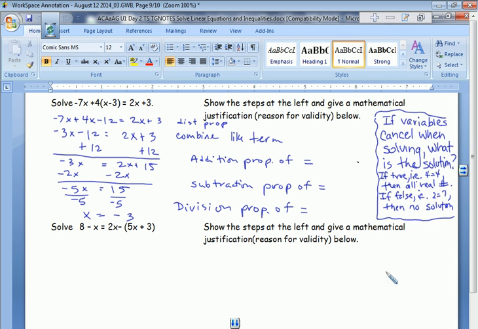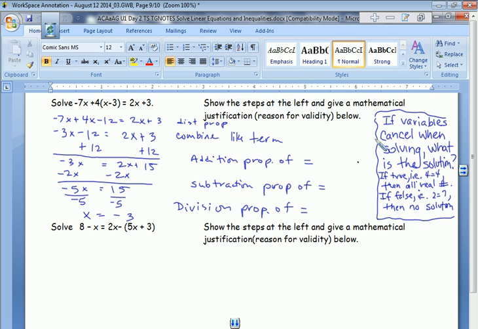Okay, when you're done, take a look up. Now, if you chose to move the negative 3x first, and yours doesn't exactly look like mine, does that mean you're wrong? No. You just need to make sure that your justification matches your step. So this is what I chose to do. All of us had to distribute first. But then we had choices. After we distributed and then combined like terms, we had choices of what we wanted to move. And as long as your justification matches your step, you're good.